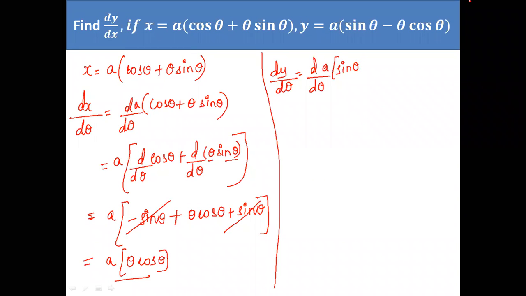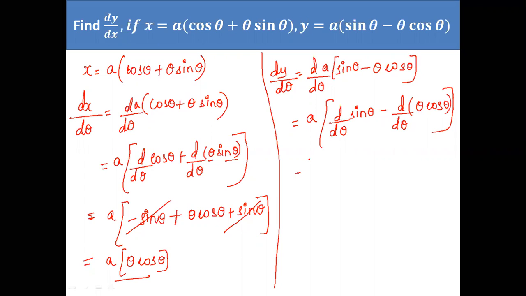So you have to find the derivative of sin theta minus theta into cos theta. Again, take a outside. So you'll be remaining with d by d theta of sin theta minus d by d theta of theta into cos theta. So that is a into, what is the derivative of sin theta? The derivative of sin theta is cos theta minus, again there is a product.